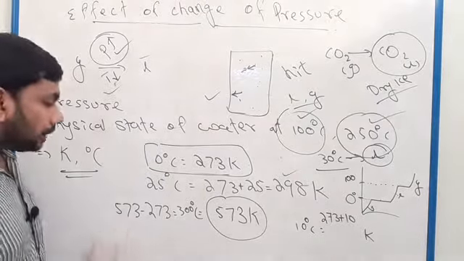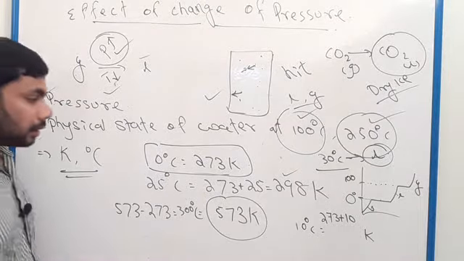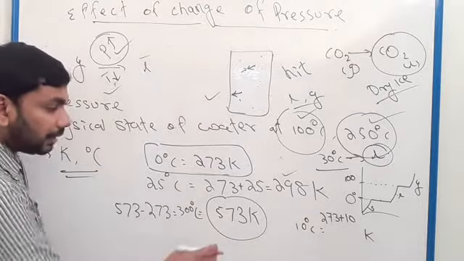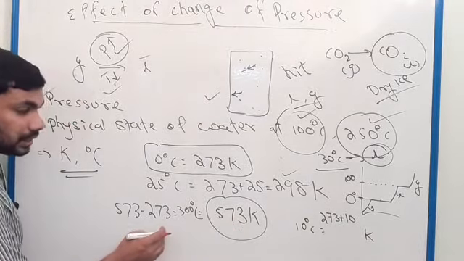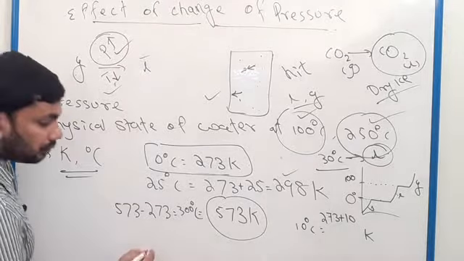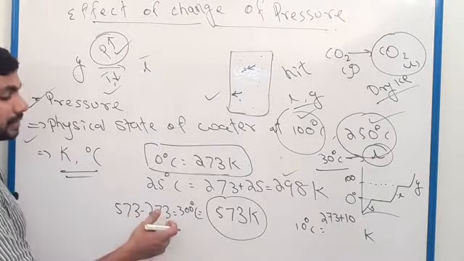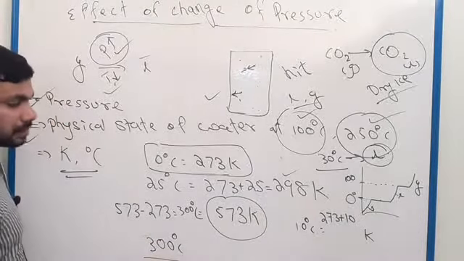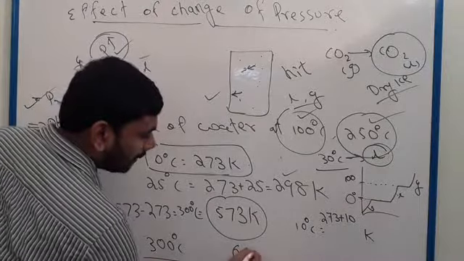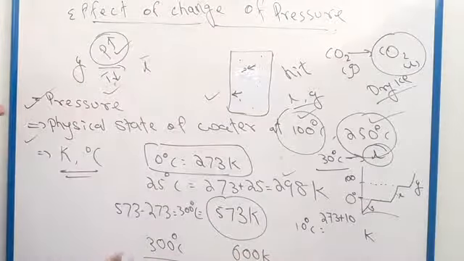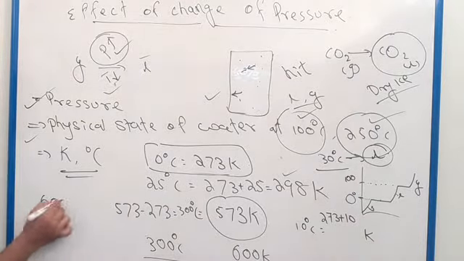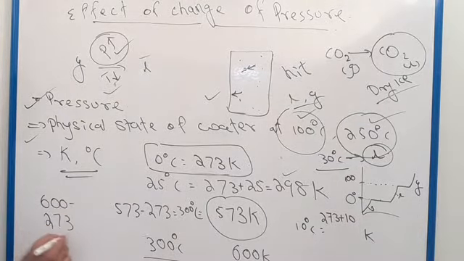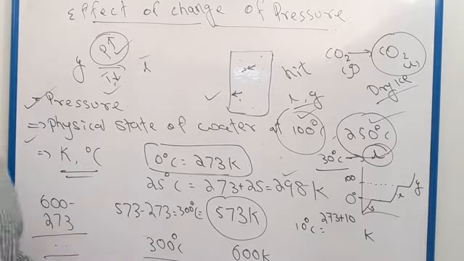Similarly, you have another question. 573 Kelvin, how many degrees Celsius? You have to do the opposite. 573 you have to convert into degrees Celsius, so you do 573 minus 273. So it will be 300 degrees Celsius. Similarly, you have 600 Kelvin. How many degrees Celsius? You have to do 600 minus 273, and this will be the answer. Clear? So you have to do accordingly. You can convert degrees Celsius and Kelvin.